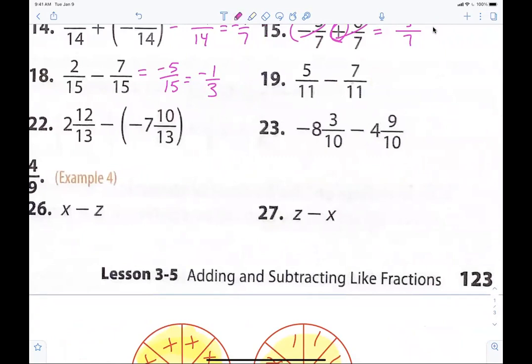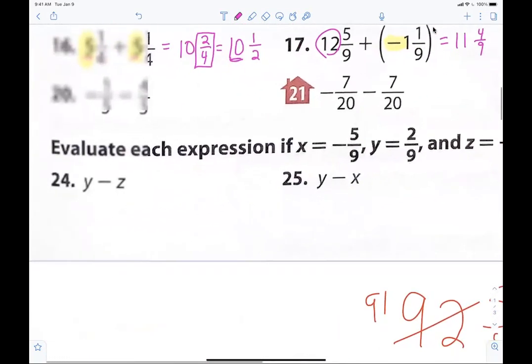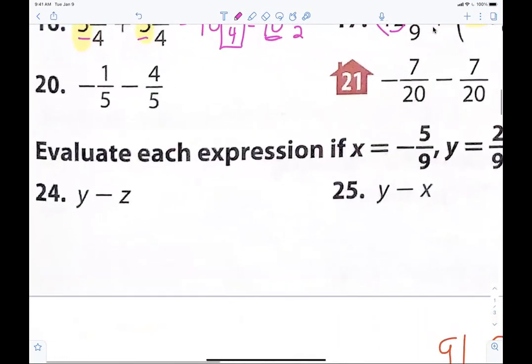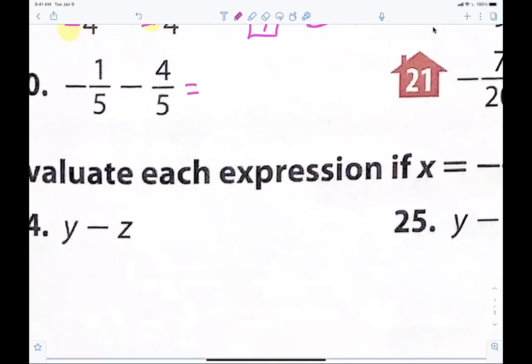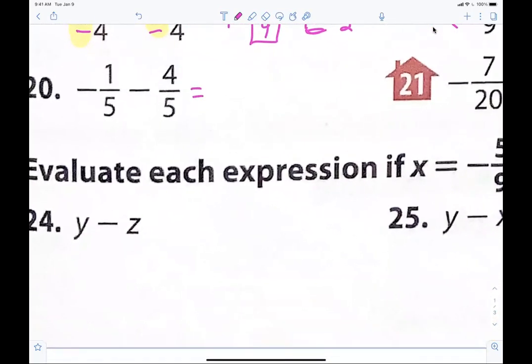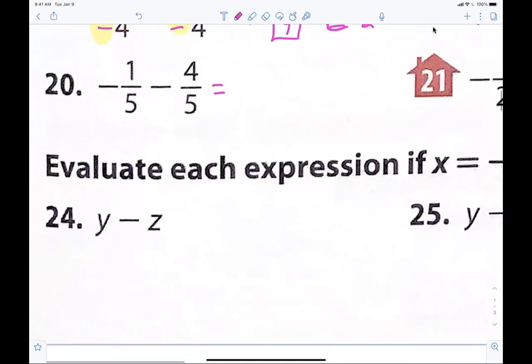-2/11. You are amazing. -2/11. All right, let's get this right, Austin. 20. I didn't get 19. Like I didn't see it. That's okay. Tell me about 20. I asked you about 20.